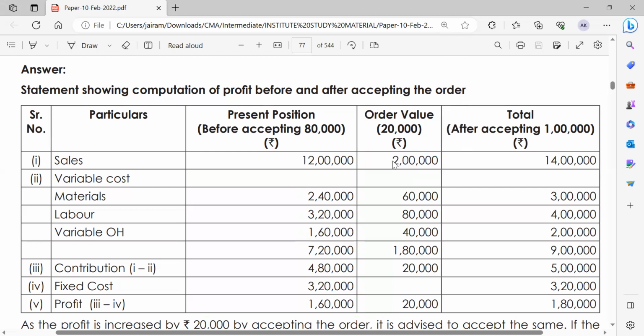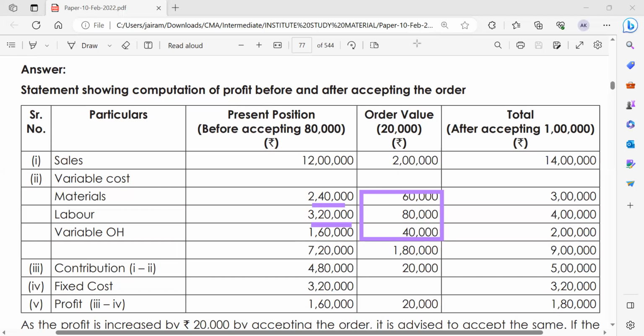Now the question is, how will we get these variable cost values? What you can do is, see, 80,000 is the per unit base. Just divide all this by 80,000. So here it will be 24 upon 8, which will be 3. So 3 into 20,000 units is 60,000. This is how you got this. And this one is 4. 8 4s are 32. So 4 into 20,000 is 80,000. This is how we got these three.